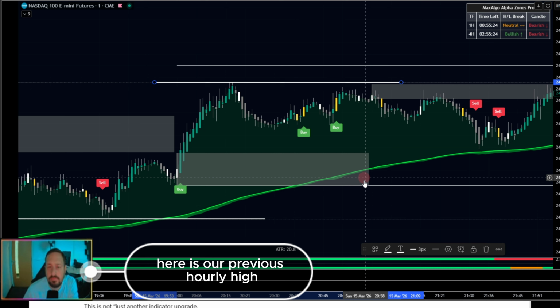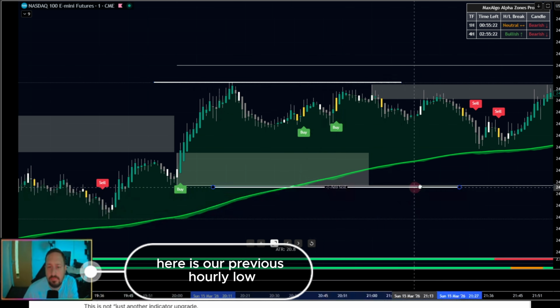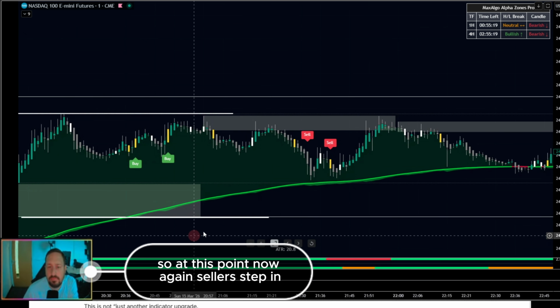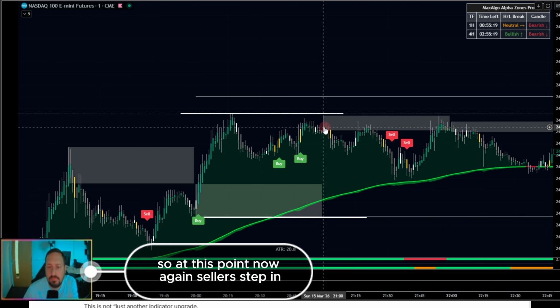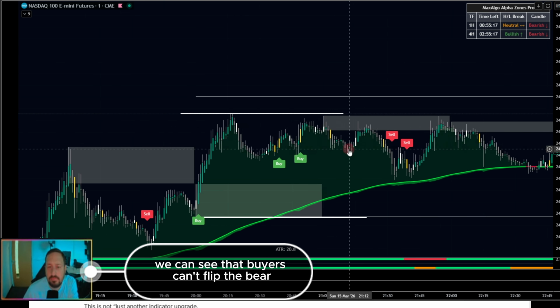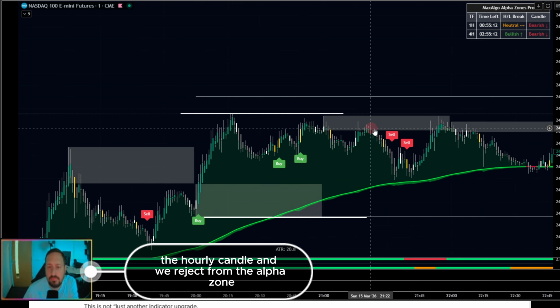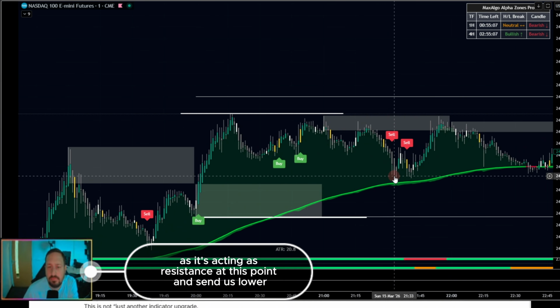Here is our previous hourly high. Here is our previous hourly low. So at this point now, again, sellers step in. We can see that buyers can't flip the hourly candle, and we reject from the alpha zone as it's acting as resistance at this point and send us lower.